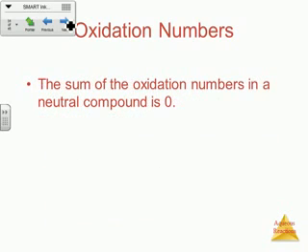The sum of the oxidation numbers in a neutral compound is 0. So when we add up all the oxidation numbers in a neutral compound, they should be 0. Going back to the NaH example, sodium has a +1 oxidation state because it is an ion with a +1 charge. The hydrogen has a -1 because it's combined with a metal. +1, -1, they need to add up to 0 in a neutral compound.